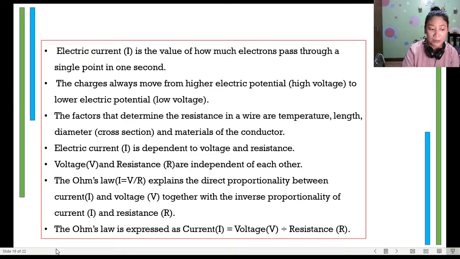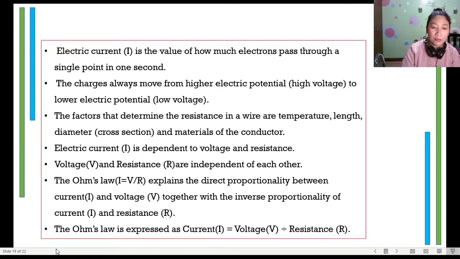So, yun ang madalas makikita natin sa ating cross-section ng wires. Next, electric current is dependent to voltage and resistance, while voltage and resistance are independent of each other. Si resistance talaga laging hiwalay yan sa voltage and current kasi nga lagi silang inverse, 'di ba? Ang connected diyan si current and voltage.